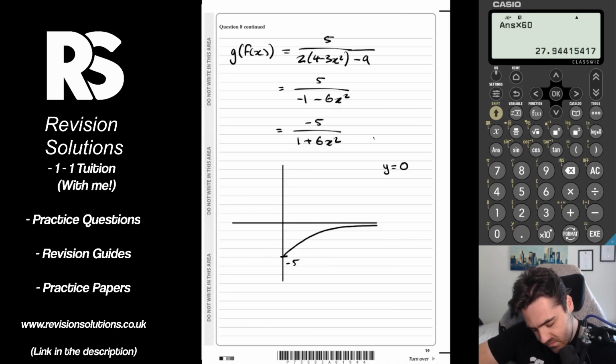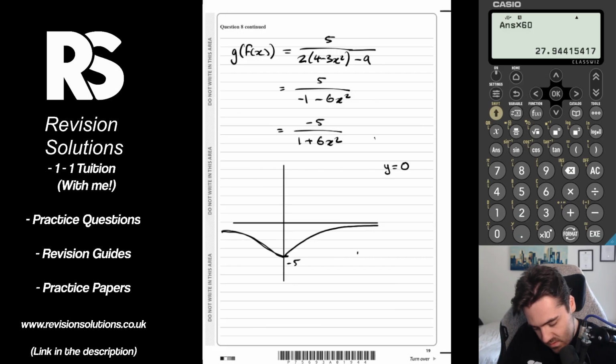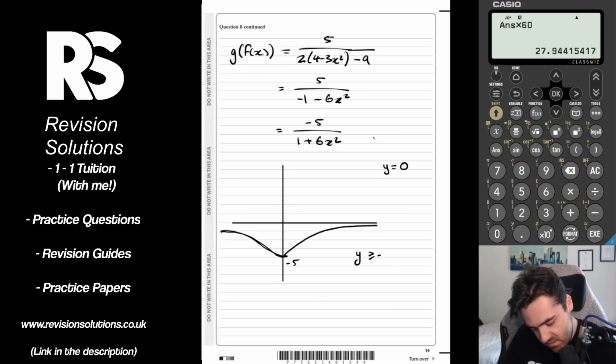So if we think about what happens as x tends towards negative infinity, it's also actually just going to get smaller and smaller, isn't it? Because even if x is negative, it's squared. So it's going to tend towards 0 again. So it's going to do something like this. And then we can see actually the lowest point for y is going to be -5. So y is going to be greater than or equal to -5.